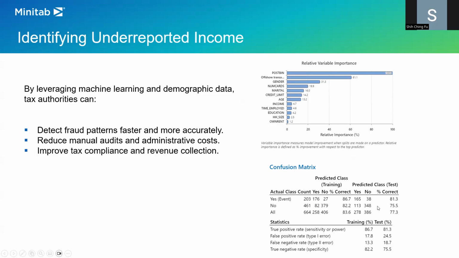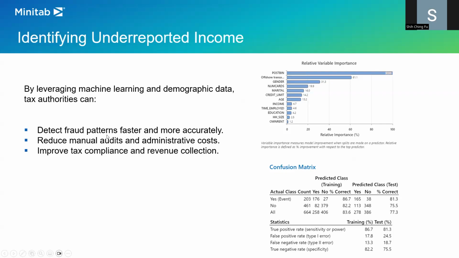How accurate is it? If I use this model, the tree actually is a model. If I apply the model to my population, if the tax fraud events are there, you can capture them 81% of the time. If no, 75%. So using the model, I can capture tax fraud 81% of the time if there are. But initially, if just based on average, it's only 30%.